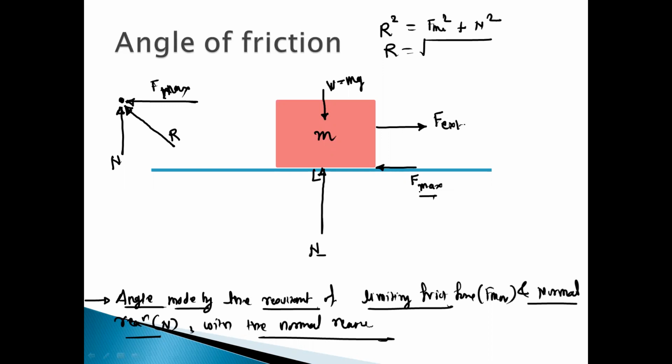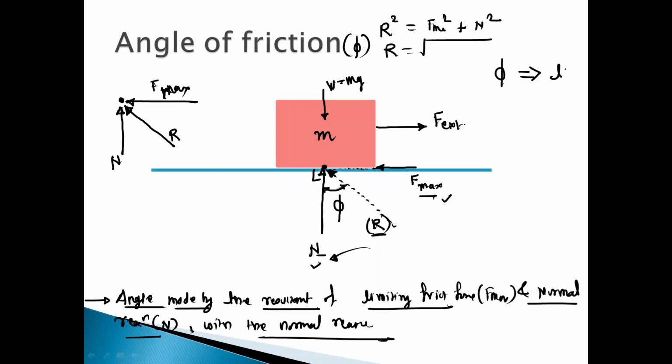So similarly here, we have to find out the resultant of F max and N. So I will extend this line of action so that you will get this point, and then you can show the resultant in this way. So this is your resultant value. Now the angle made by the resultant with the normal reaction, so this angle is called the angle of friction and it is represented as phi. So now we have got the meaning of phi: angle made by the resultant of limiting frictional force F max and normal reaction with the normal reaction. So this is your resultant and this is normal reaction and this is the angle between resultant and normal reaction. So this value is phi.